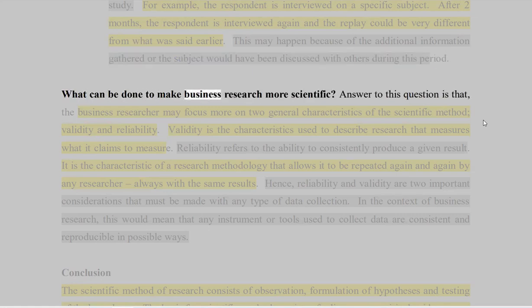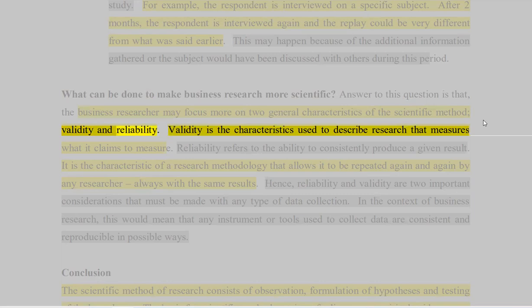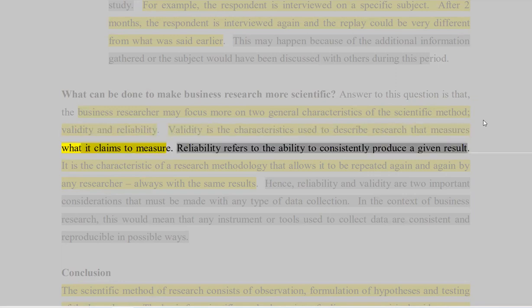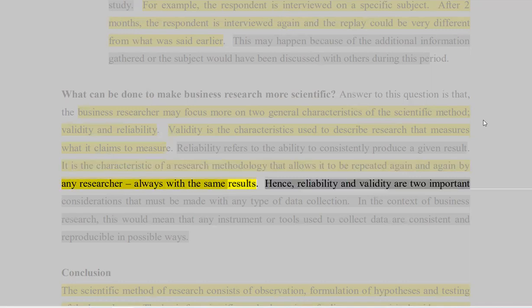What can be done to make business research more scientific? The answer to this question is that the business researcher may focus more on the general characteristics of the scientific method: validity and reliability. Validity is the characteristic used to describe research that measures what it claims to measure. Reliability refers to the ability to consistently produce a given result. It is the characteristic of a research methodology that allows it to be repeated again and again by any researcher, always with the same results.